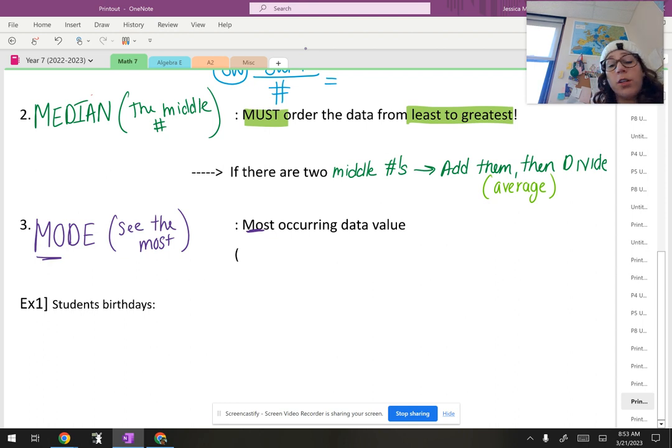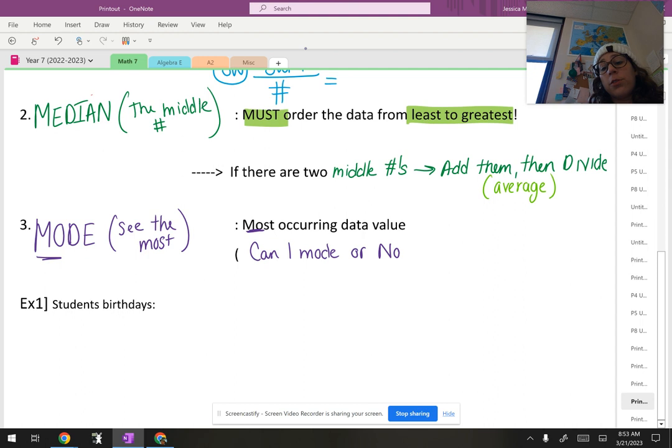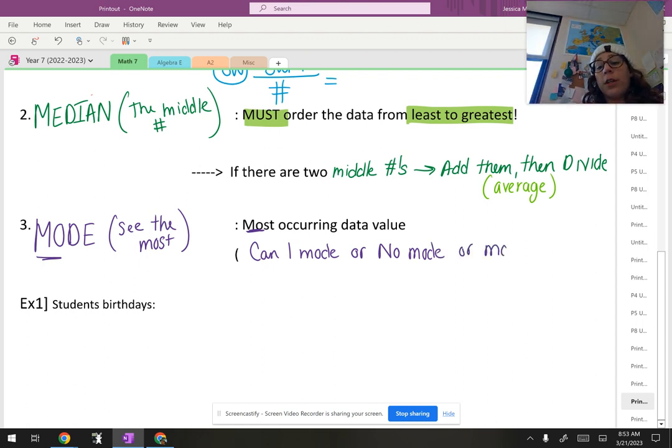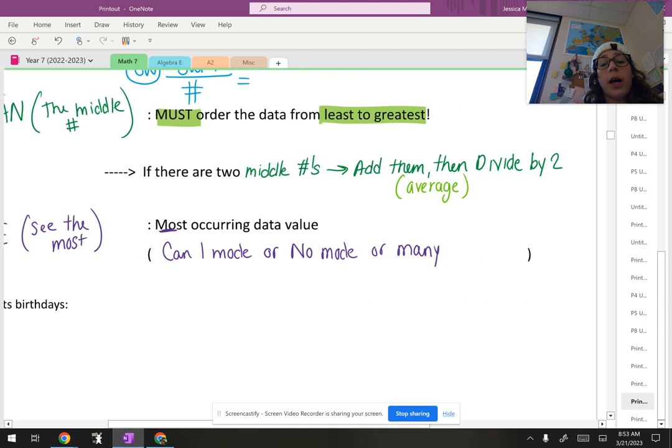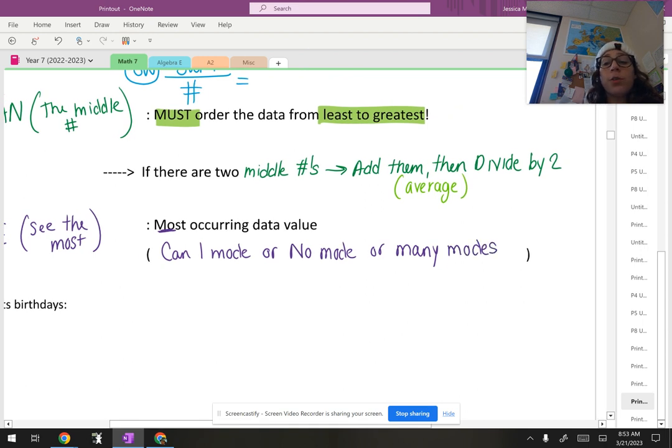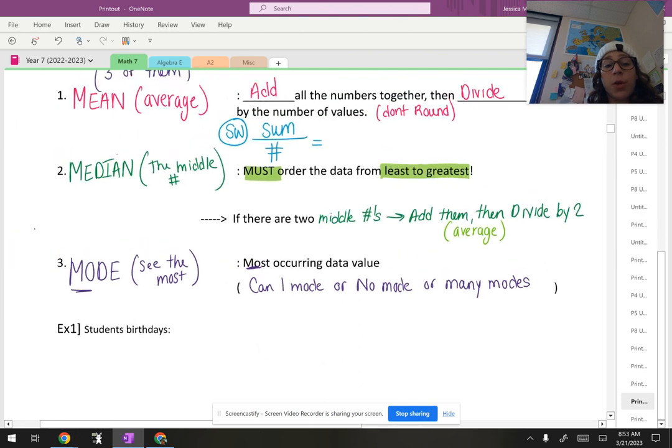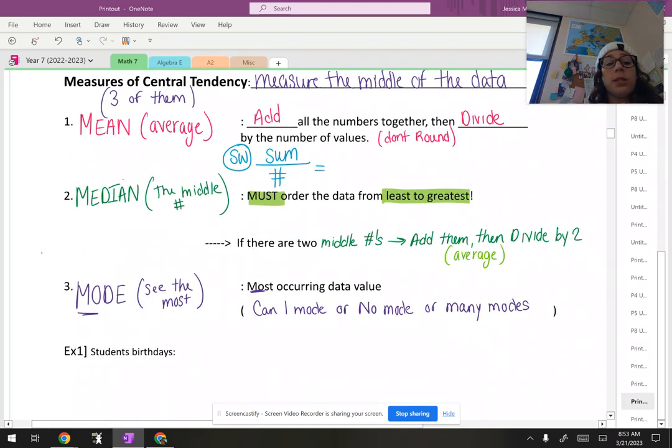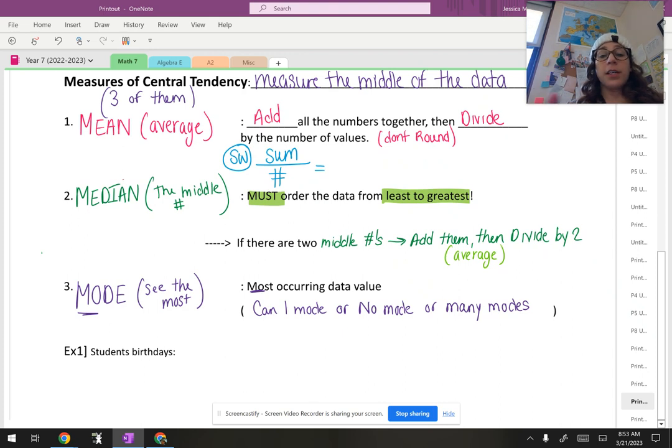Depending on the situation, you can have one mode, or if every value shows up once, you can have no mode. Or if you have a couple numbers that are showing up multiple times, you can have many modes. So it all depends on the specific situation. So those three things, mean, median, and mode, are the measures of central tendency, and each one of them measures the middle of a data set. It gives you one number that's supposed to represent all of the data.